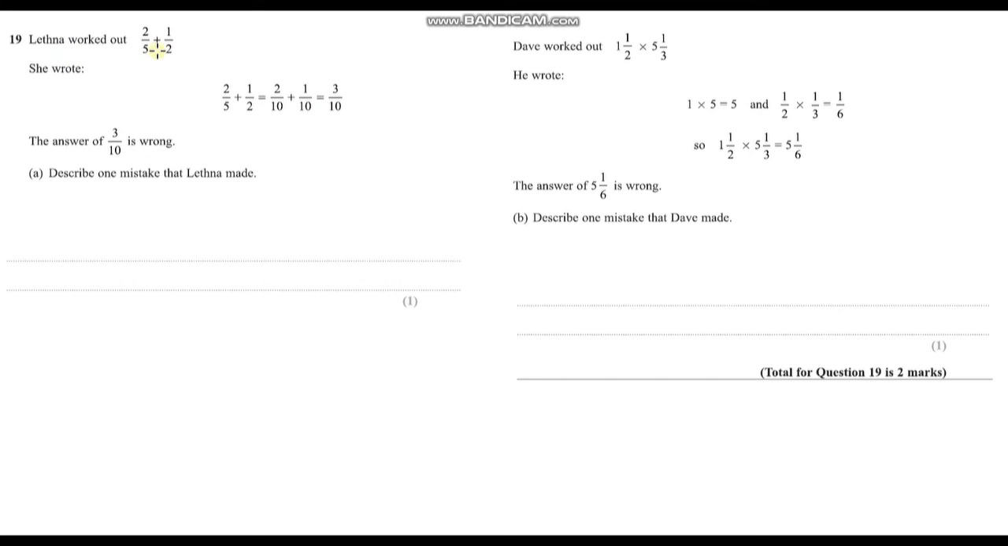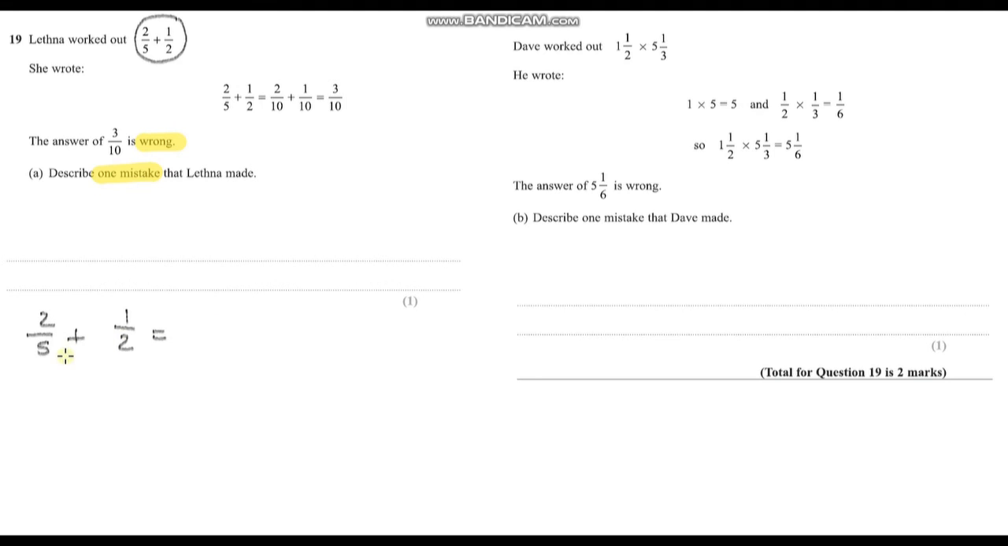Lethna worked out 2/5 plus a half, and she wrote down this calculation here. The answer of 3/10 is wrong. Describe one mistake that Lethna made. Now, whenever you're asked to spot mistakes, just do the calculation yourself and then compare your answer with theirs to see where they went wrong. So let's work out what this is. So we've got 2/5 plus a half.